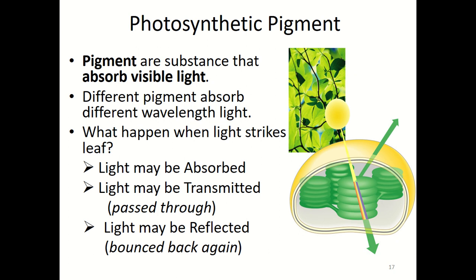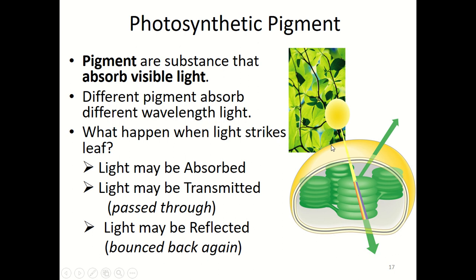And next, what is photosynthetic pigment? Photosynthetic pigments are substances that absorb the visible light, and these pigments are located inside the thylakoid membrane. Different pigments will absorb different wavelengths of light, which range from 380 nanometer up to 720 nanometer, right?